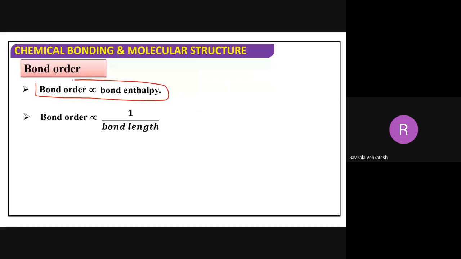When you increase bond order, bond enthalpy also will increase. For example, if you take one bond, two bonds, three bonds. As the number of bonds increases, bond order is increased. When bond order is increased, the amount of energy required to break the bond also will be more. With one bond, you require only less energy because you are breaking one bond. But here three bonds you need to break. So that is the reason we need more bond enthalpy here. Why? Because bond order is more. When bond order is more, that means the number of bonds is more, bond energy also will be more.